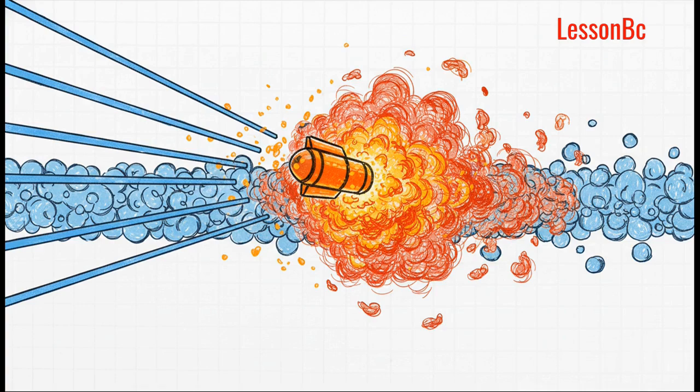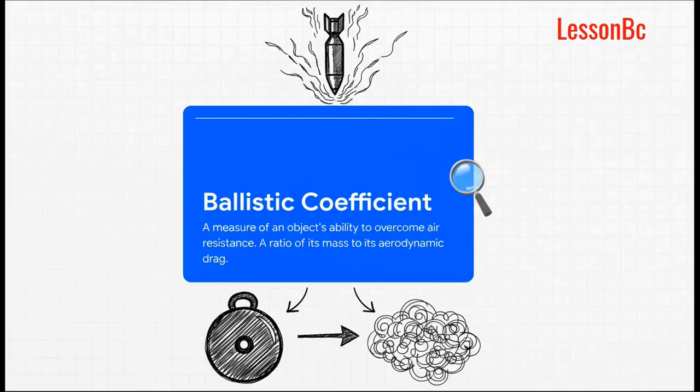All that kinetic energy, the energy of motion, gets converted into a staggering amount of heat through friction with air molecules. The temperatures can get hot enough to vaporize most metals in an instant. So how does the warhead survive this absolute inferno?